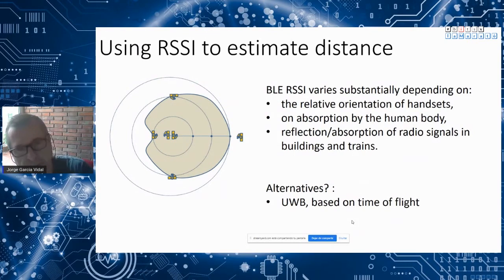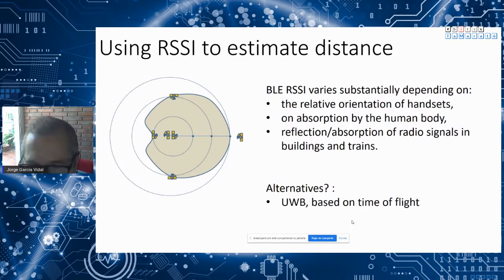Bluetooth Low Energy, as I mentioned before, is used for estimating the distance and the duration of the contact. The problem is that the strength of the electromagnetic waves, the strength of the radio signals received by the devices, by the smartphones, depends very much not only on the distance, but also on other factors. For instance, we all know that those antennas are quite directional, and also that our body is full of water, which has a strong absorption for the electromagnetic waves used in the ISM band, the frequency band used by those systems, etc.